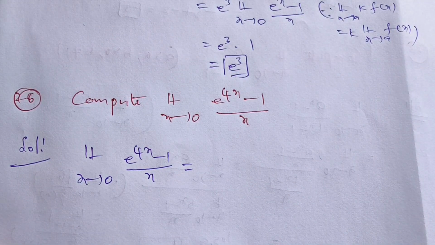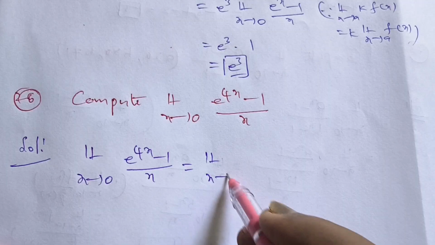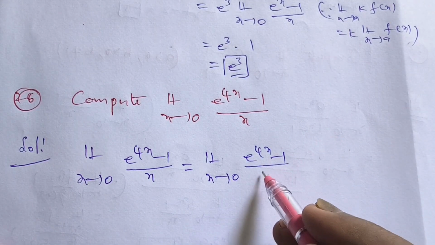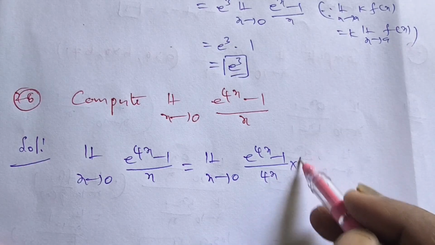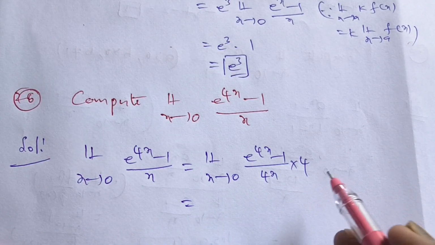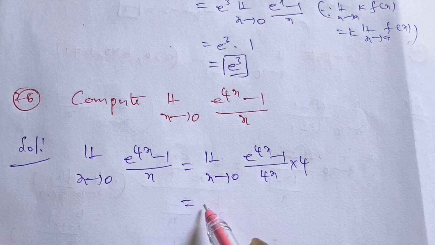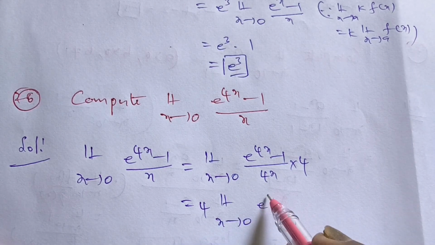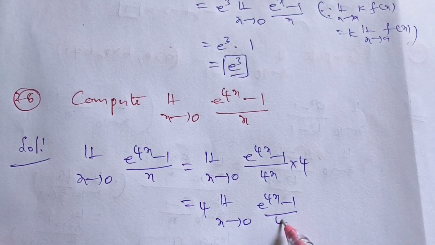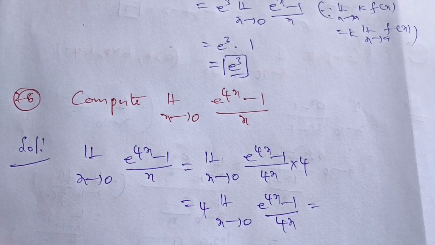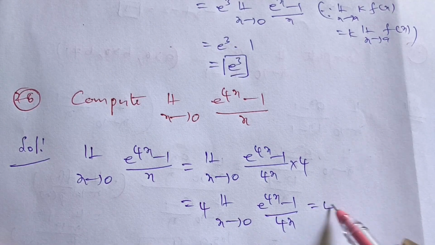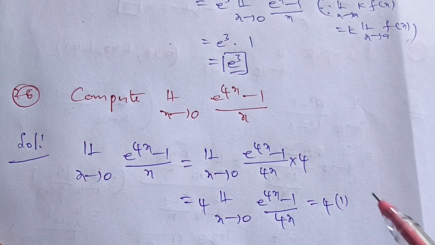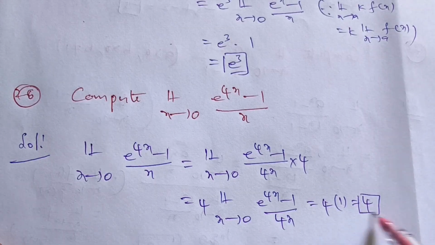Now compute limit x tends to 0, e power 4x minus 1 by x. To convert this problem into the standard form of the limit, multiply and divide by 4. So 4 into limit x tends to 0, e power 4x minus 1 by 4x. This is in the standard form, which is 1, so the answer is 4.